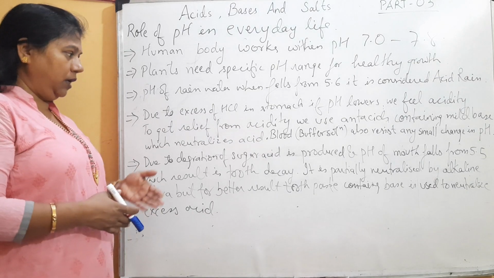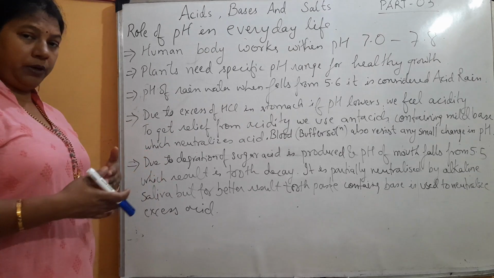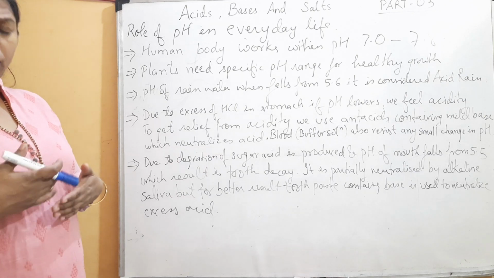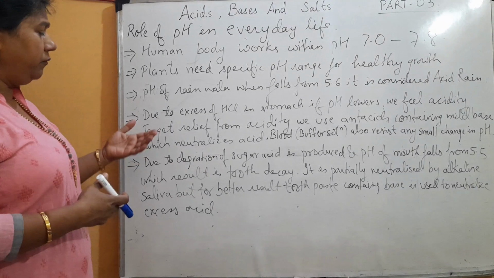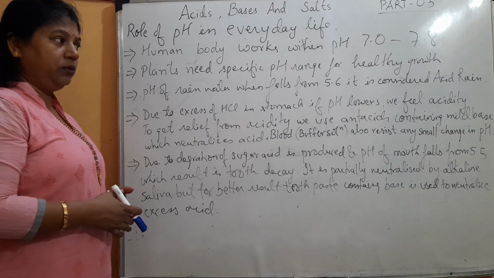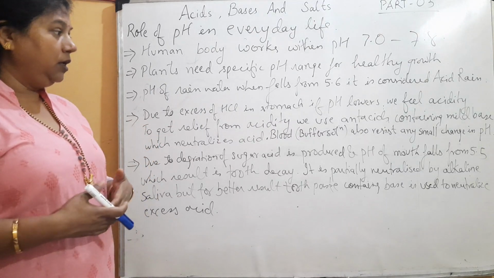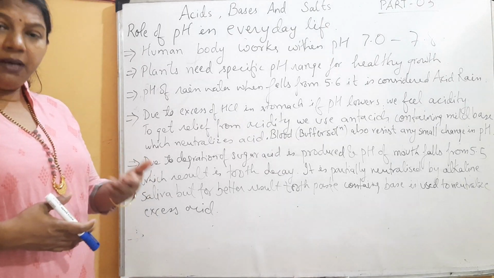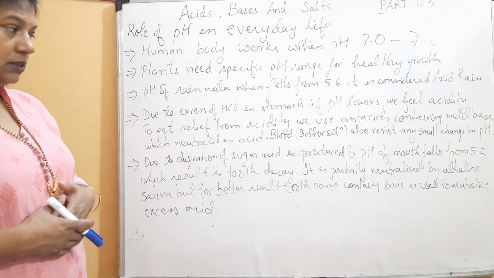Due to excess of HCl in the stomach, this happens because of fasting, or because of overeating, or because of taking spicy food. If there is excess of HCl in the stomach, the pH lowers down and we feel acidity. To get relief from acidity, we use antacids containing mild bases like milk of magnesia to get the acid neutralized.